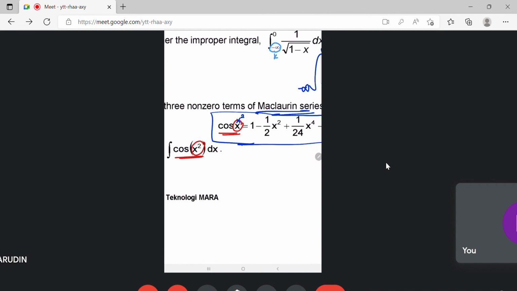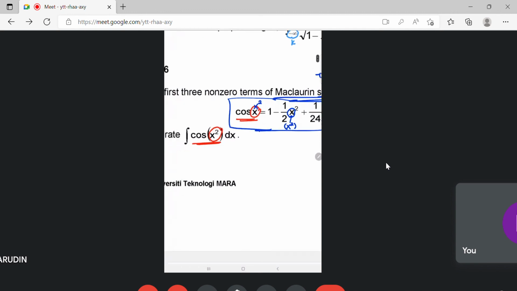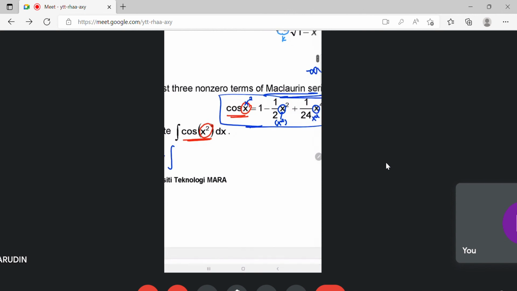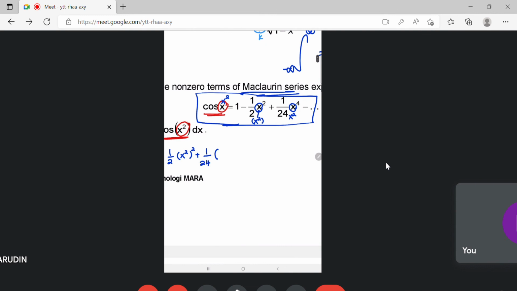Bila kita dah tukarkan x ni dengan x squared, what happen to this one? Ini pun kita terpaksa tukar menjadi x squared. Ini pun kita terpaksa tukar kepada x squared. So, sekarang cos x squared akan menjadi 1 minus 1 over 2. So, x ni dah jadi x squared kan? So, x squared squared plus 1 over 24, okay, ni x power of 4, kita dah gantikan kepada x squared power of 4 plus dot dot dot. Tiga titik bermaksud continuous.